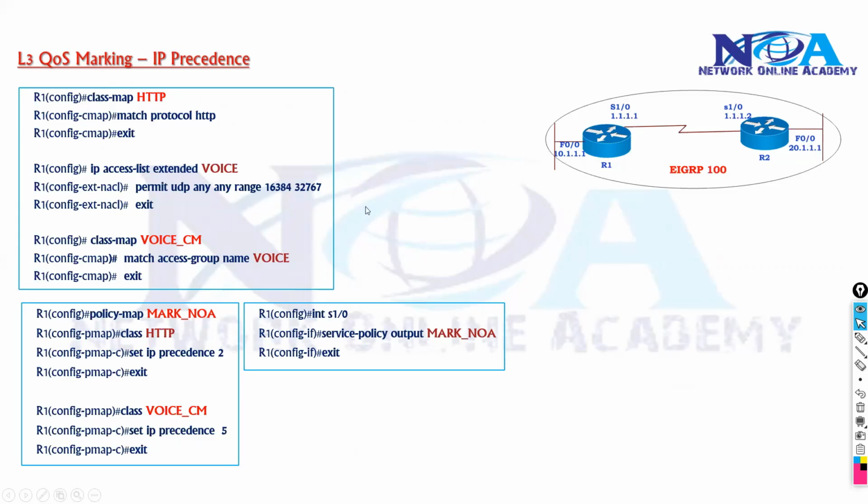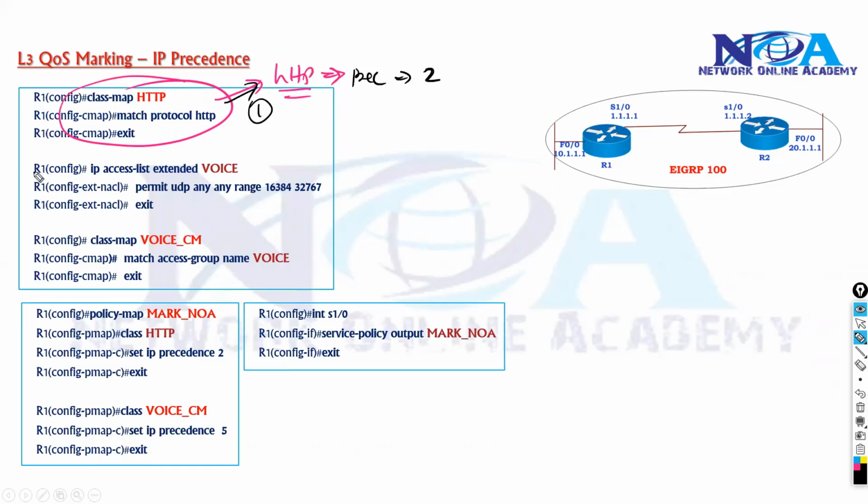Now in this example, what I'm doing is I'm going to classify, I'm going to create a class map which matches my HTTP traffic. And this HTTP traffic is going to be marked with a precedence value of 2, let's say. So the first step, we need to classify, like we did in the classification topics.